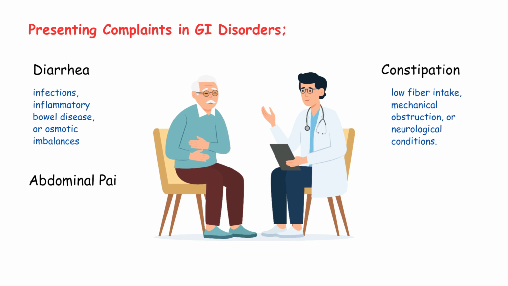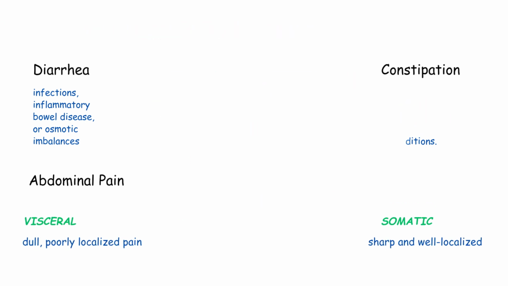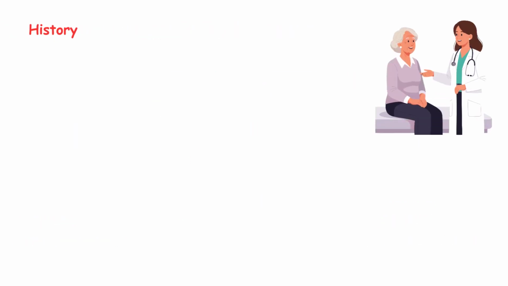Abdominal pain is one of the most common complaints in GI medicine and can be visceral, presenting as a dull, poorly localized pain, or somatic, which is sharp and well localized. Identifying the nature of the pain and associated symptoms helps in narrowing down potential diagnoses. A proper history is the cornerstone of diagnosing GI diseases.